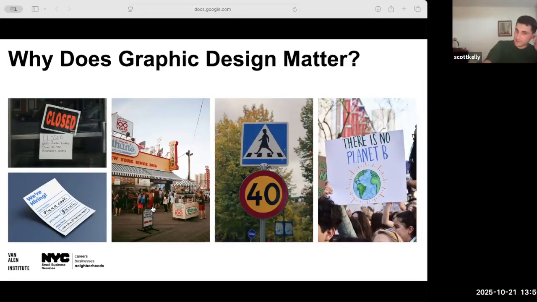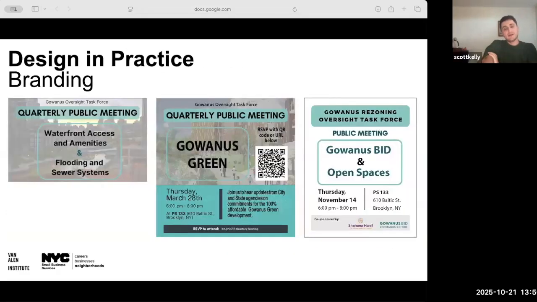And then we thought a good way to illustrate how design unfolds is to have a case study. What we have here is initial designed materials from an organization called the Gowanus Oversight Task Force. As some of you may know, the neighborhood of Gowanus has undergone massive changes in the past 2 years because it got rezoned. And so there's been a huge influx of high density building that's happening there.